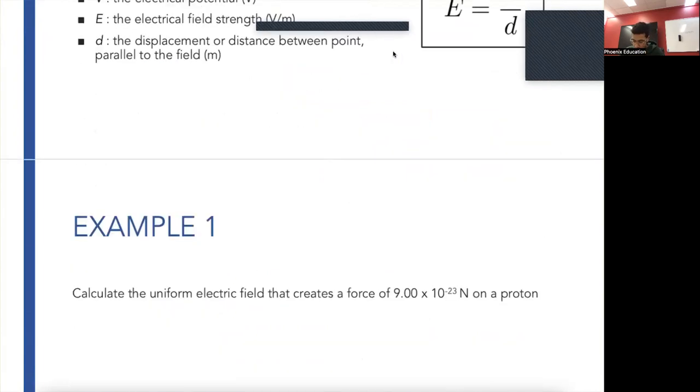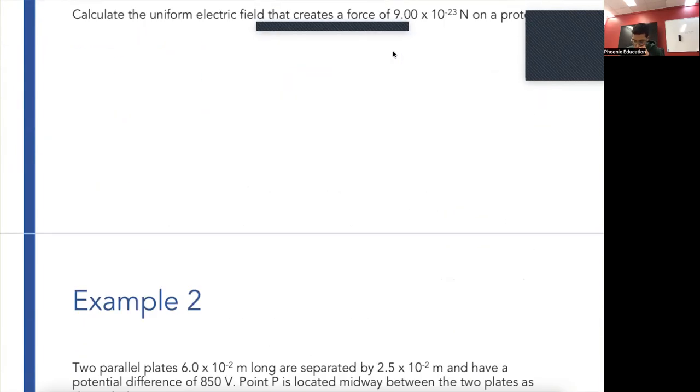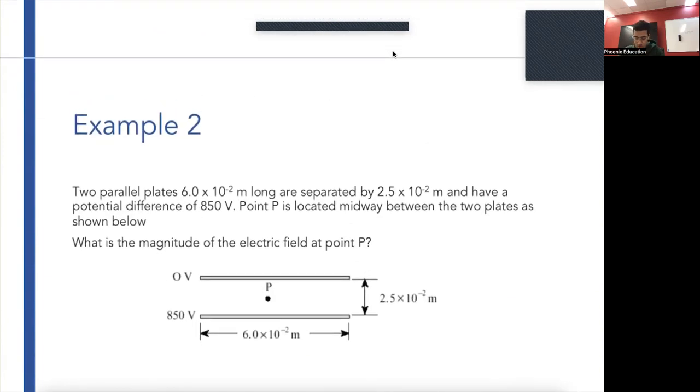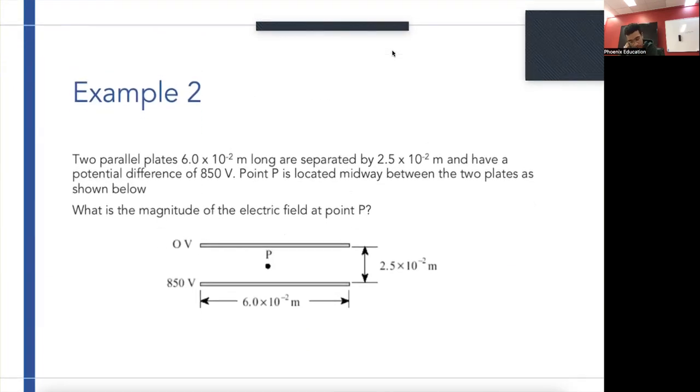All right. So we'll do example 2. Two parallel plates, 6.0 times 10 to the power negative 2 meters long, are separated by 2.5 times 10 to the power negative 2 meters and have a potential difference of 850 volts. So let's just write all our information down. We know that the voltage equals 850 volts.